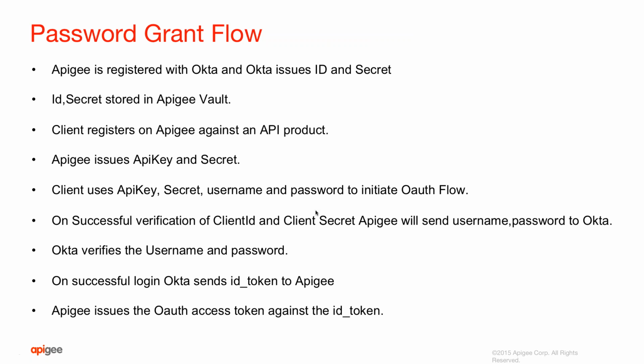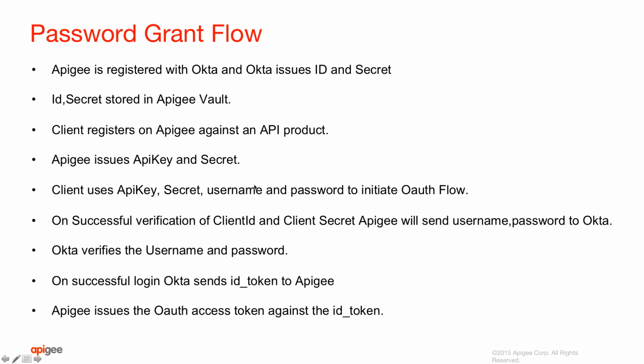In this case, here are some of the steps that I'm actually going to be following as part of the demonstration. Again, there are certain assumptions here: that Apigee is a registered or trusted client within Okta, and that's what I would need to call when I call Okta. And the ID and secret are stored here within the Apigee vault.